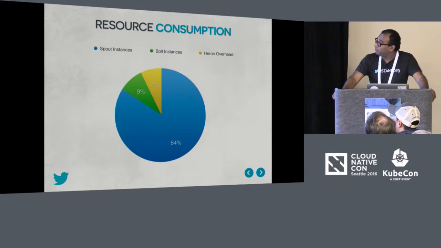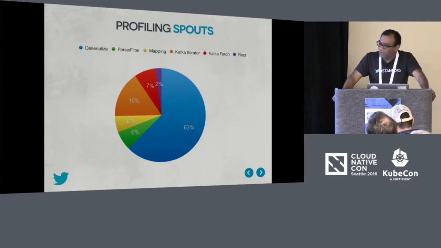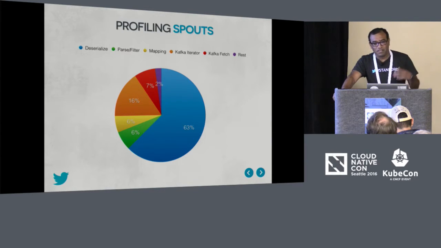So we were curious to find out why the spout is taking so long. We broke the whole thing down and figured out that the deserialization cost is 63%. Essentially, the data is taken out of something like Kafka or a distributed log that we have, and deserializing it takes the bulk of the cost, because we use Thrift to represent the data.